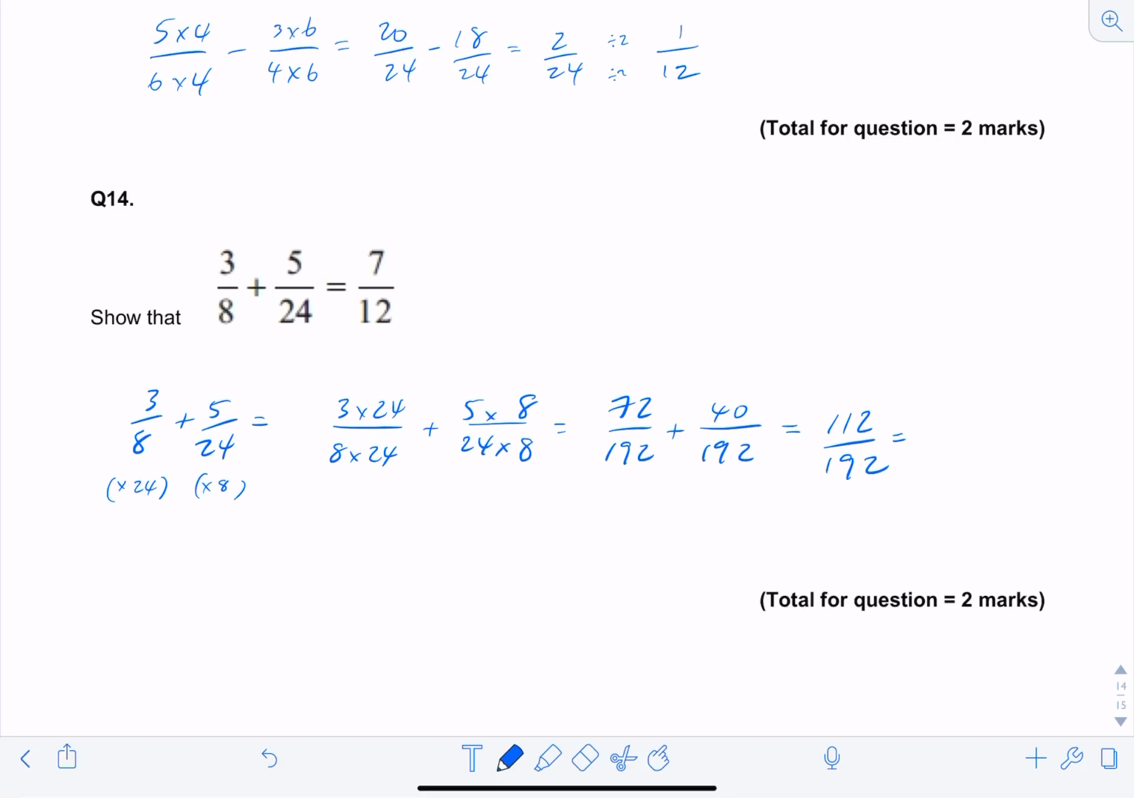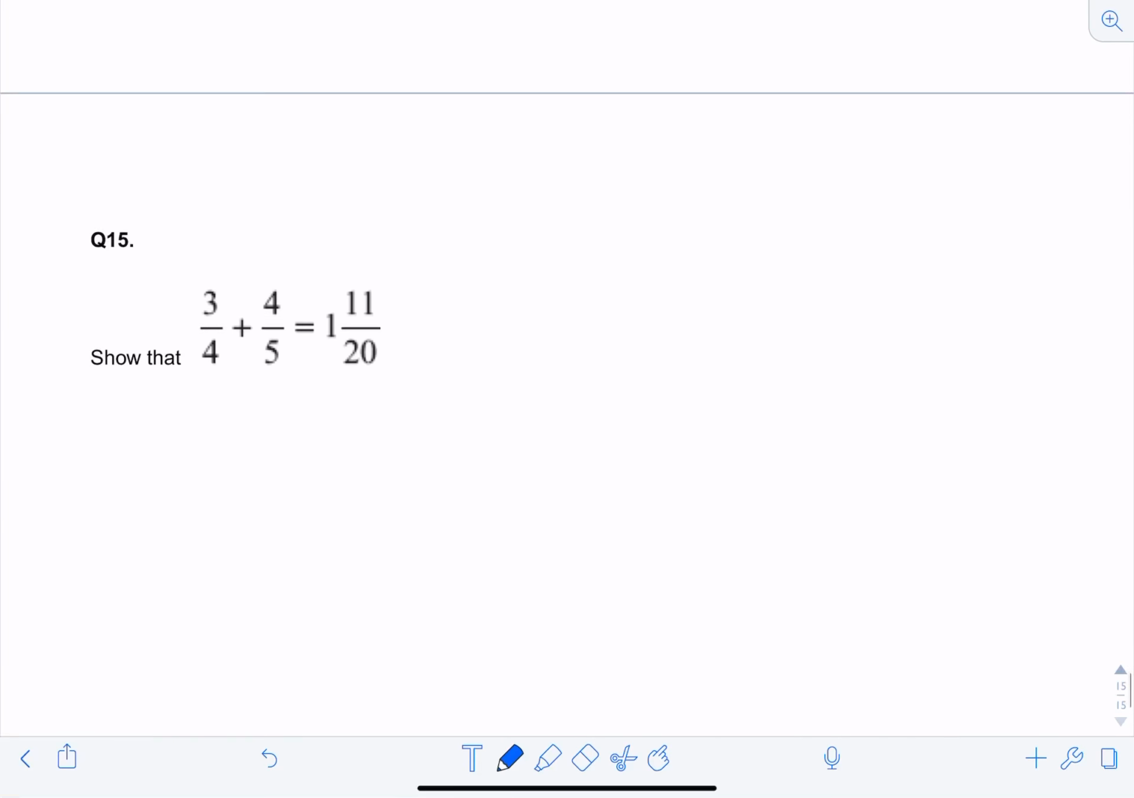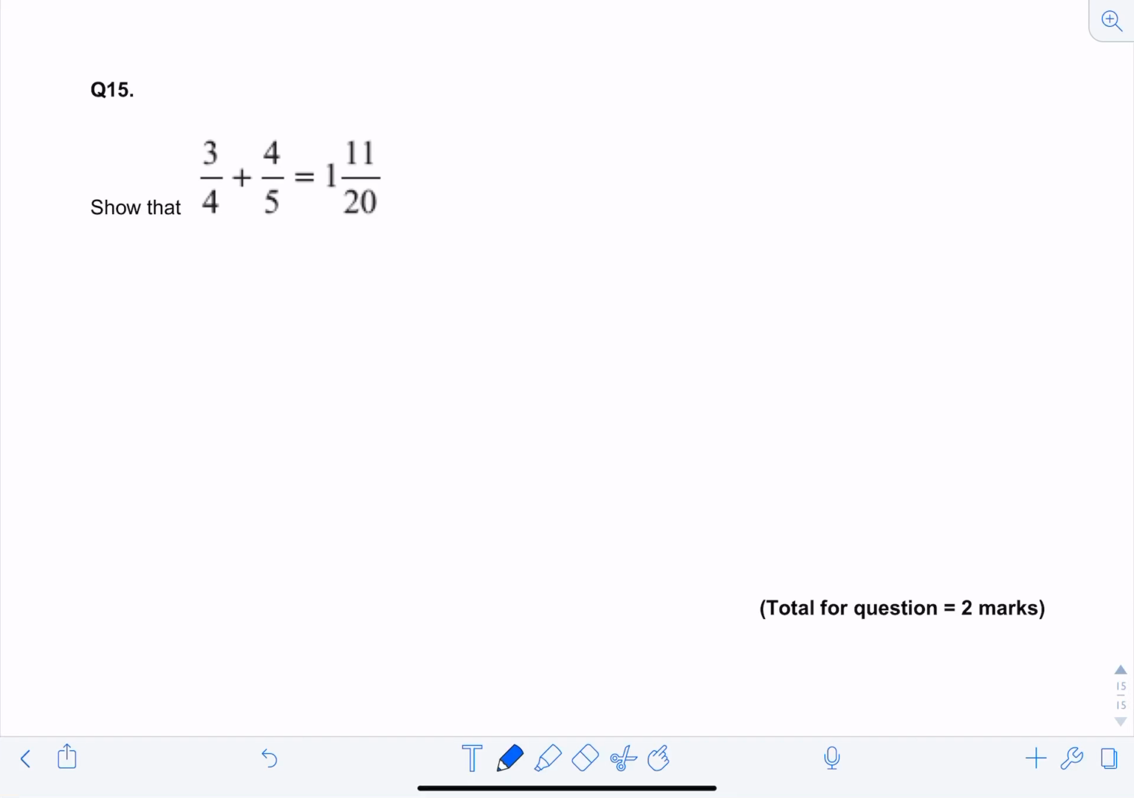And now I can start simplifying. Actually, I can go straight to the answer. 112, I can see that I can divide by 16 on both the top and the bottom. But if you want, you can just divide by 2, divide by 2, divide by 2, divide by 2, and keep going round. But you can actually just go straight to the answer there.